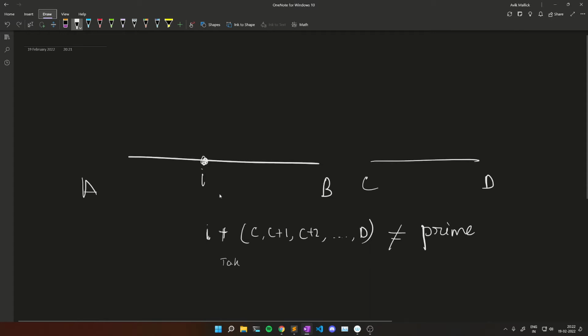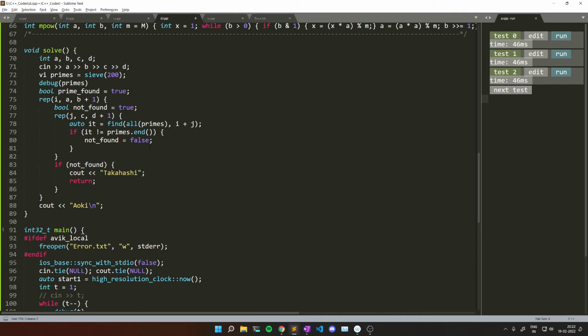And if there is no such I in the range A to B, for which Aoki won't be able to find any J such that I plus J is prime, then Aoki wins. So once I show you the code, it will be easier to understand.